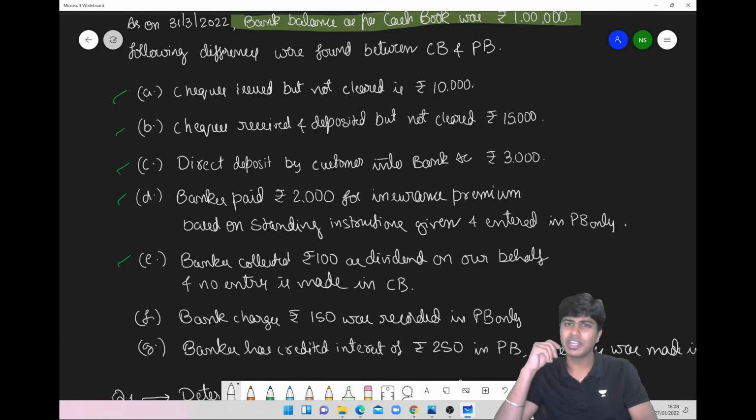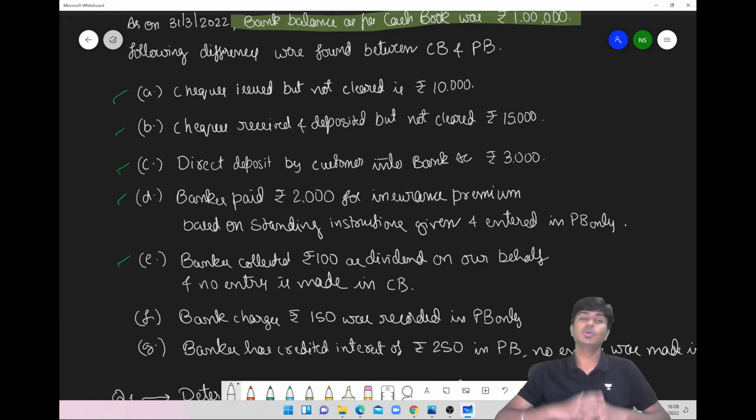You might be wondering why. Because the entry was not made in the cash book. Sir, why did they not do it? Maybe because you are not aware of the fact that bank charges are deducted by the banker in the passbook. So there would be a difference.